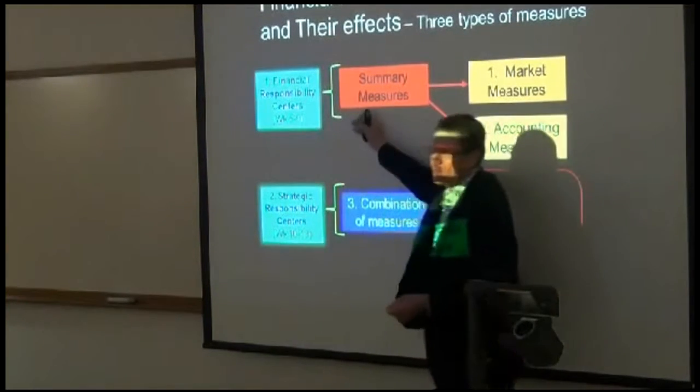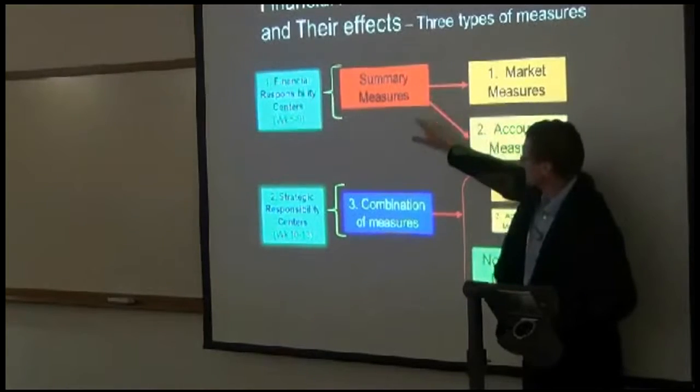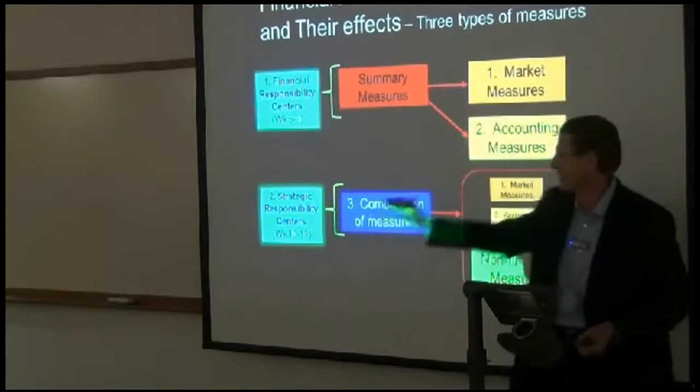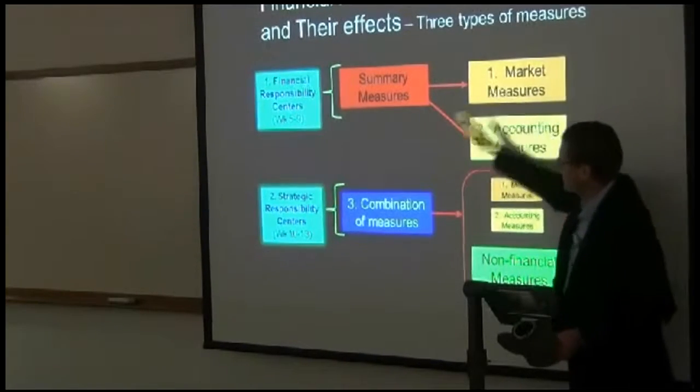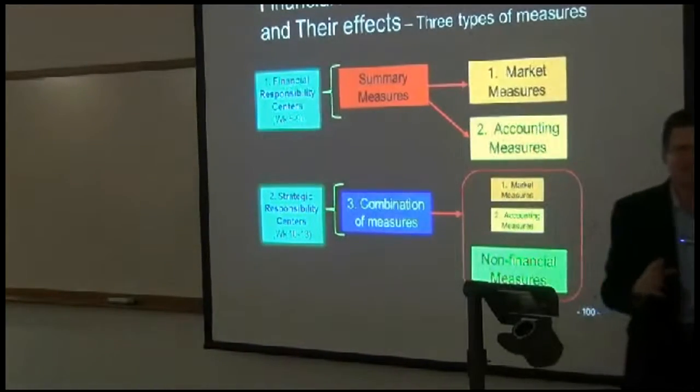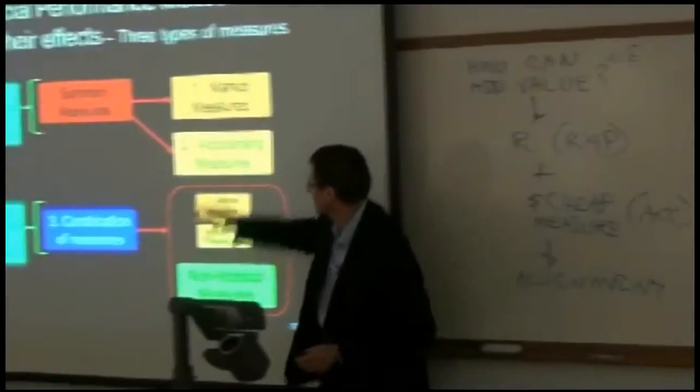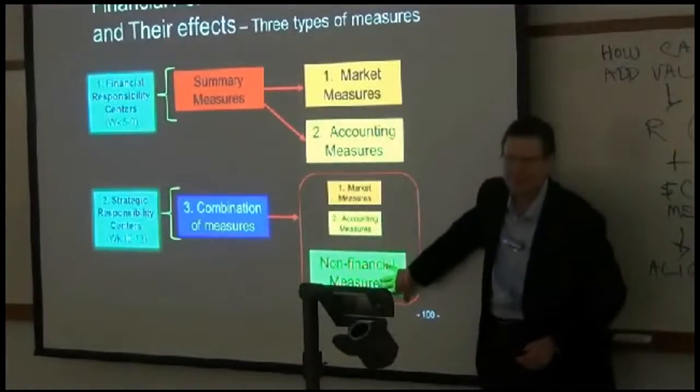Okay, financial responsibility centres. Summary measures. There are 3 types of measures here. We've got summary measures, that is market, accounting measures, and number 3 is a combination of measures. It's really funny, they call the third one a combination, which is these two here, plus non-financial measures.